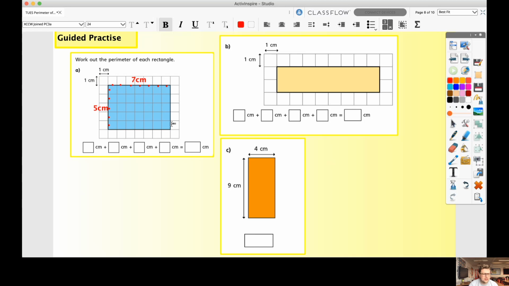Which means that 7 add 7 is 14, 5 add 5 is 10, 14 add 10. So 7 add 7, add 5, add 5, is going to give me 14, 10, which makes 24 in total. Okay, pause here, have a go at the other two, and then we'll come back and we'll look at some apply questions. Okay, guys.